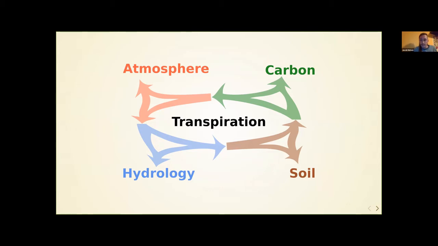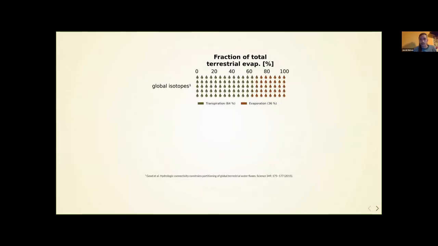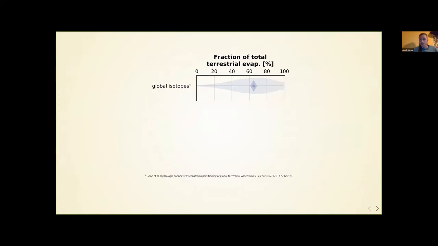And given that it's such a central process, we would assume we have a good concept of how this works. But if we look back at this 64% transpiration number that comes from a study from Good et al., it's a single snapshot based on isotopes, and there's quite a bit of uncertainty around that. Although I think it's a pretty good number and pretty well accepted to be around the 60–70% range.